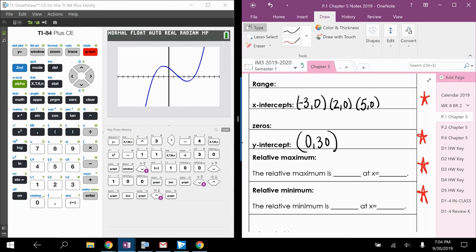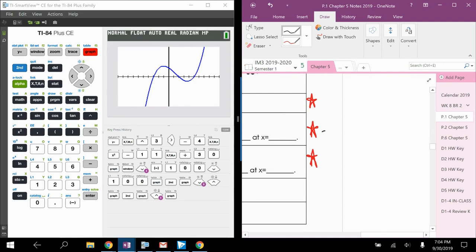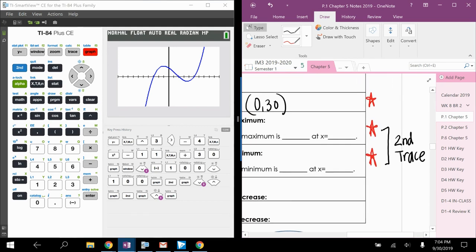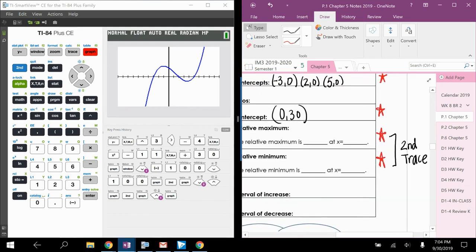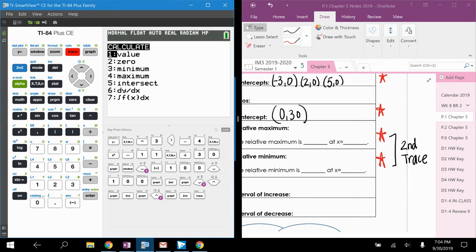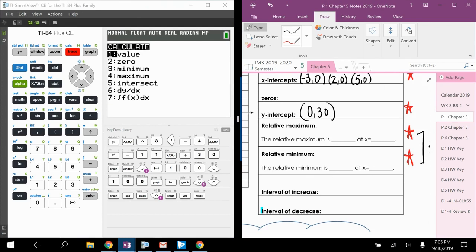So whenever you're trying to find anything, you want to press second trace. So maybe make a note for yourself in these relative max and min areas that you always want to click second trace on your graphing calculator. If you use Desmos at home, you can just click the point that you need. So we're going to click second trace, the blue button, and then trace. And you want to go ahead, let's do our maximum first. And our max is number 4, so click that.